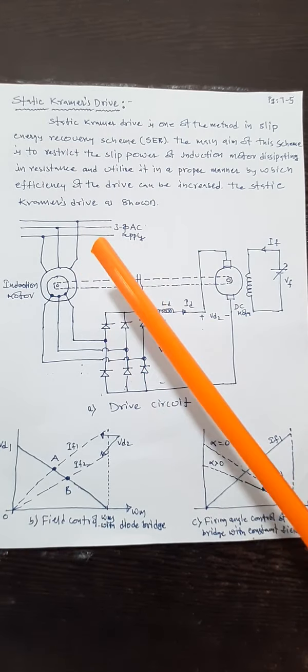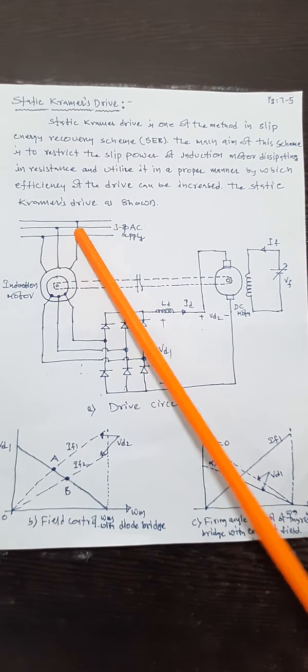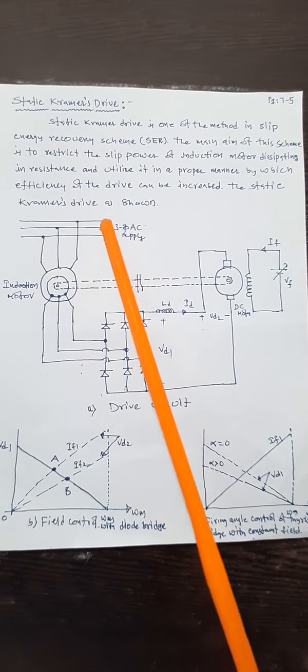See here, this is the architecture of the static Kramer drive. As usual, the three-phase AC supply feeds the stator, and the slip power is collected. It is converted into DC by a diode bridge, which is supplied to a DC motor. The shaft of the DC motor is mechanically coupled to the shaft of the induction motor. See the connection diagram, and this is the field winding.